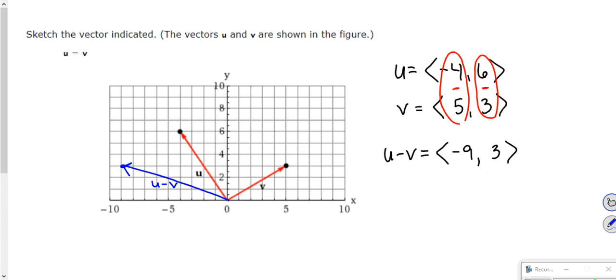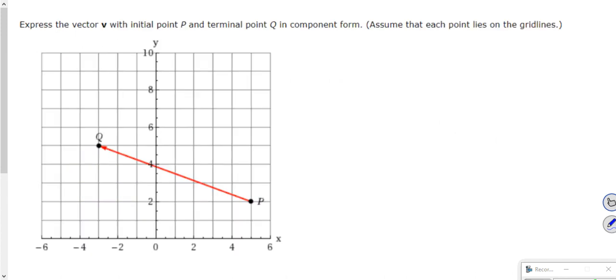If you look through the PowerPoints, which I thoroughly recommend that you do, there's a lot of information in the PowerPoint for this section, but they talk about drawing a parallelogram and which direction it goes, blah, blah, blah. To me, I like to think of them in terms of their component form, their horizontal versus vertical position, and then just do the math. I think that's the most straightforward approach, but that would be u minus v. Okay, next one. Express the vector v with initial point P and terminal point Q in component form.